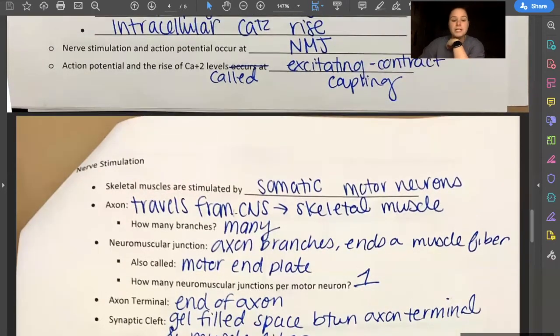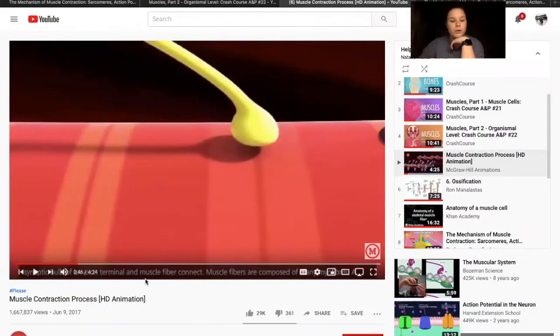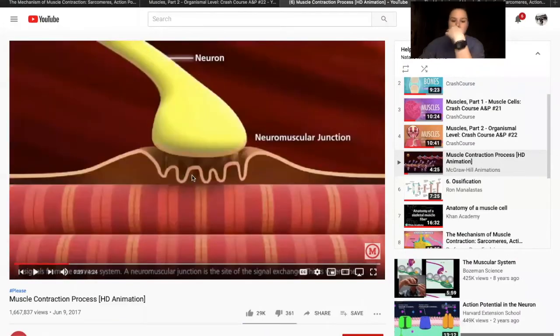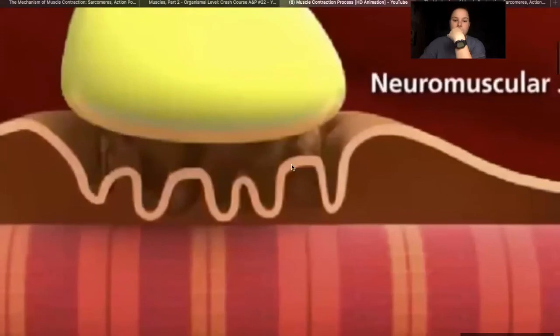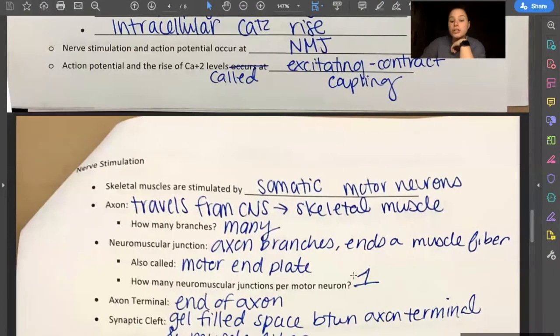Okay, so the synaptic cleft is a gel-filled space between the axon terminal and the muscle fiber. So it's just right in that neuromuscular junction, right in there. They just don't show you that, right? But the gel allows for conduction, okay? So that we're conducting things through that neuromuscular junction down into the muscle, okay?